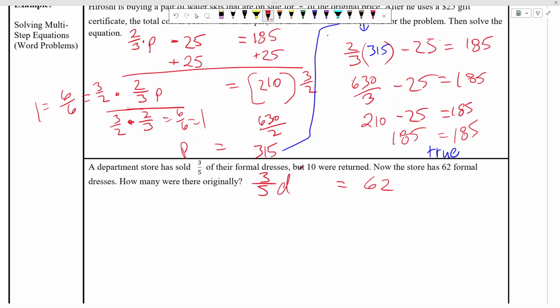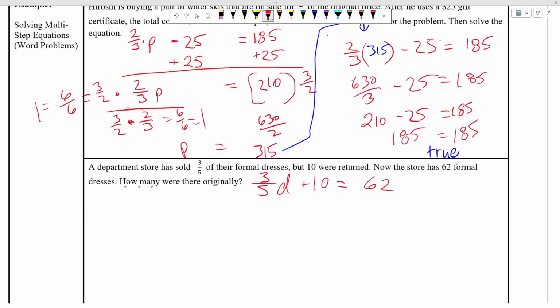Okay, and then we originally sold 10, but they were returned. So this one, you've got to think about a little bit. We had sold 10. They initially were subtracted from our inventory, but because they were returned, they were added back into our current inventory, which happens to be 62. Therefore, this is plus 10. So here, guys, is our equation for consideration.